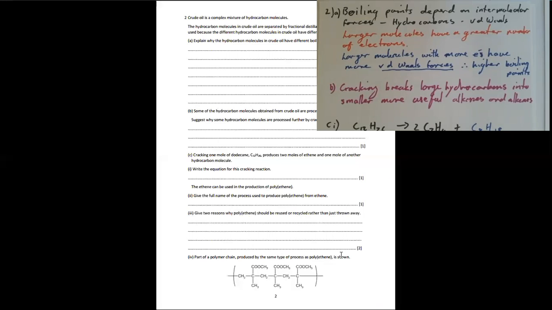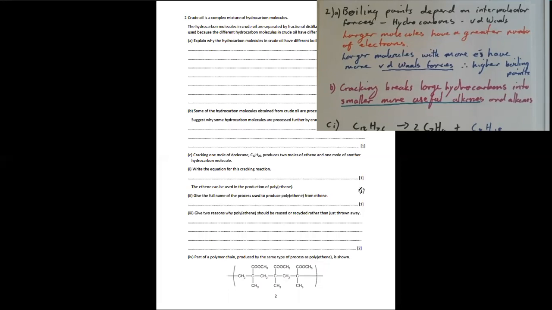Right. B, some of the hydrocarbons obtained from crude oil are processed further by cracking. So suggest why some hydrocarbons must be processed further. Well, remember, you have large, long hydrocarbon chains, and we want to break them into smaller, more useful alkanes. So this is essentially the definition of it. And it's very important that you have the smaller, more useful alkanes in there. Right? That is really important. Happy with that still?